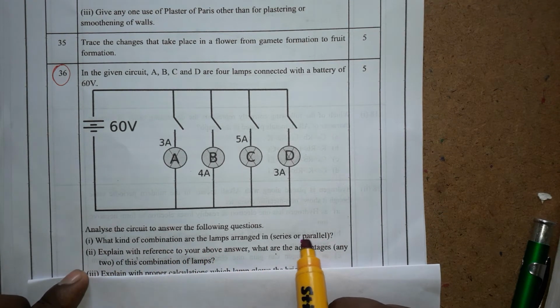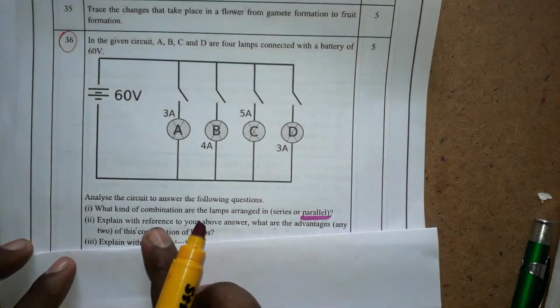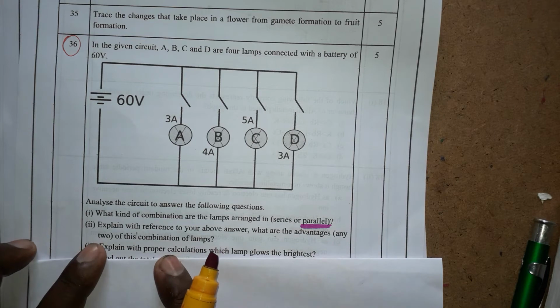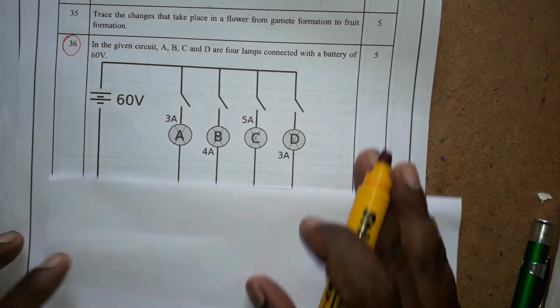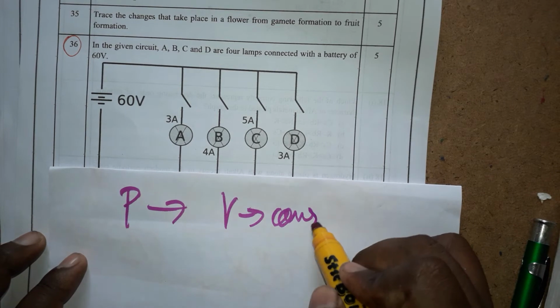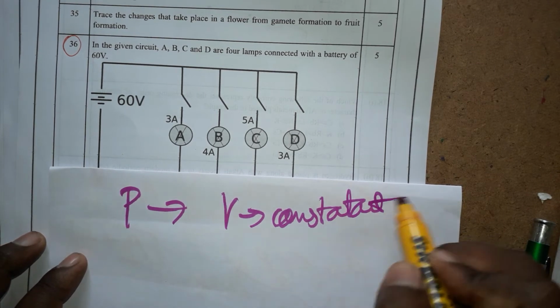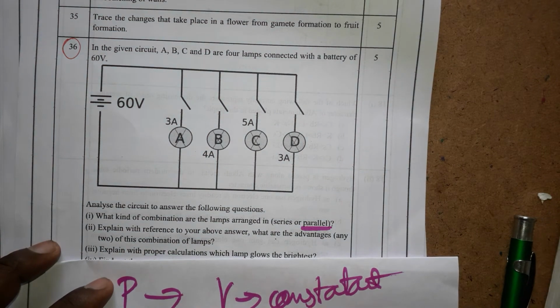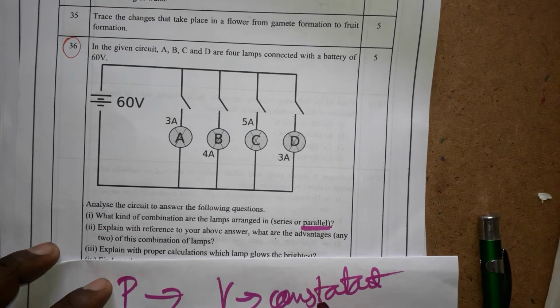It is a parallel. The second question: explain, with reference to the above answer, any two advantages of a parallel circuit. The advantage will be that the voltage is constant in a parallel circuit. The second thing is that the resistance will be less. So these are the two things you can take.